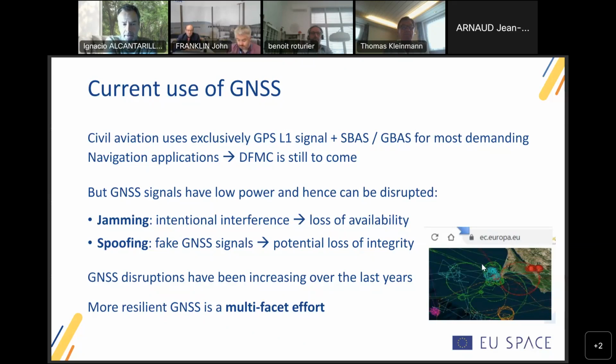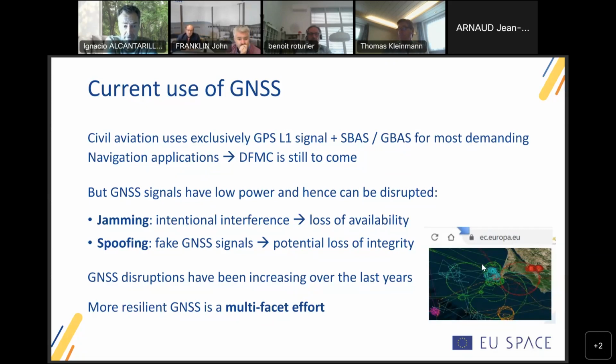We have the phenomenon of jamming, which is intentional interference and typically leads to a loss of availability. And we also have spoofing, which is faking the signals from the GNSS systems, and this could lead to a loss of integrity. These GNSS disruptions have been increasing over the last years, and we see them more and more often, typically in military and conflict areas.